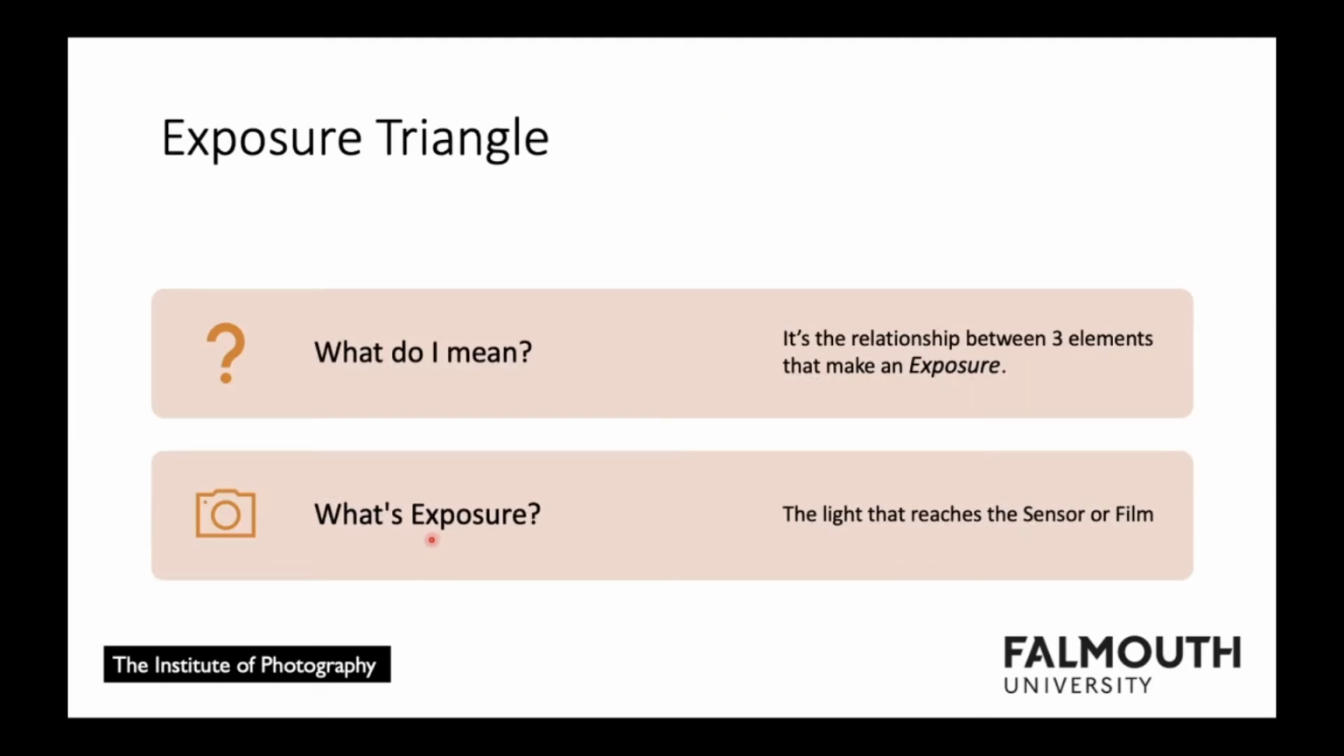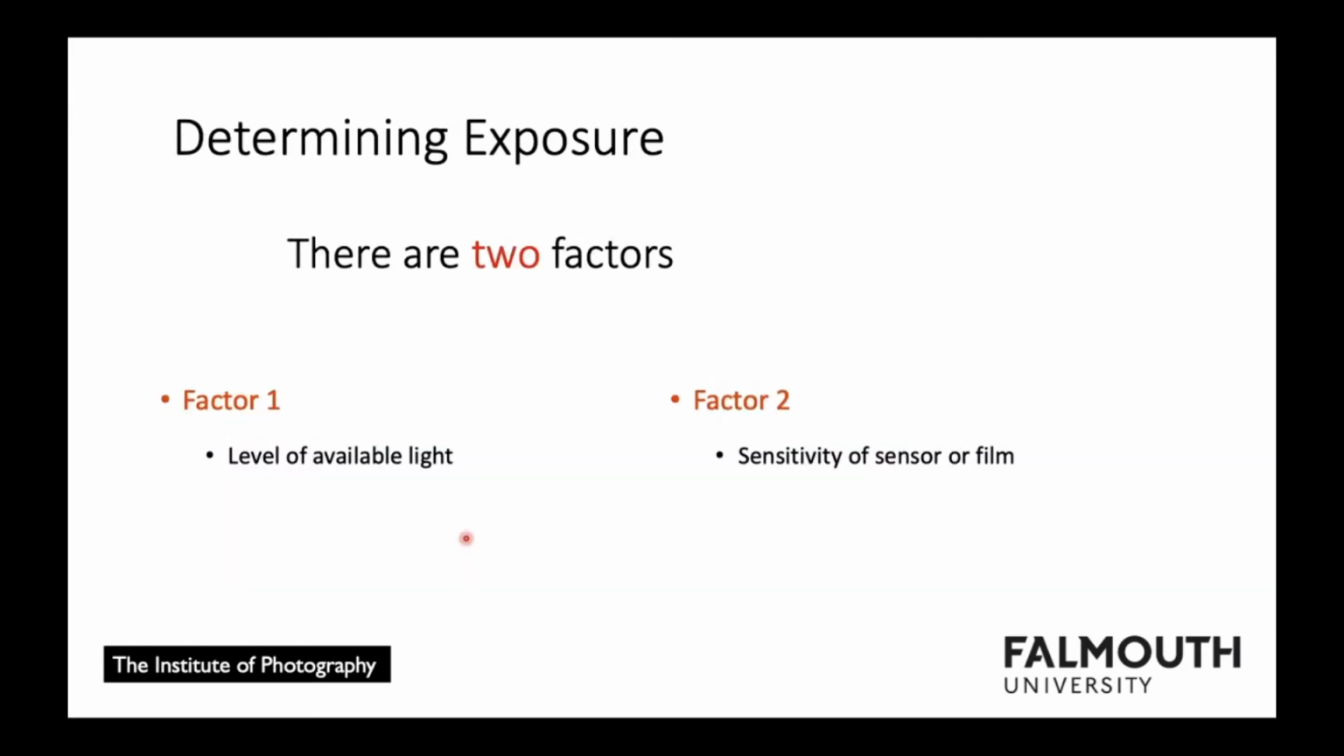So exposure triangle, what do I mean? Well, it's the relationship between 3 elements that make up an exposure. And I hear you cry, but what's an exposure, Dave? Well, that's the light that actually reaches the sensor or film. And that's determined by 2 factors. 1, the level of available light, and 2, the sensitivity of your sensor or film.